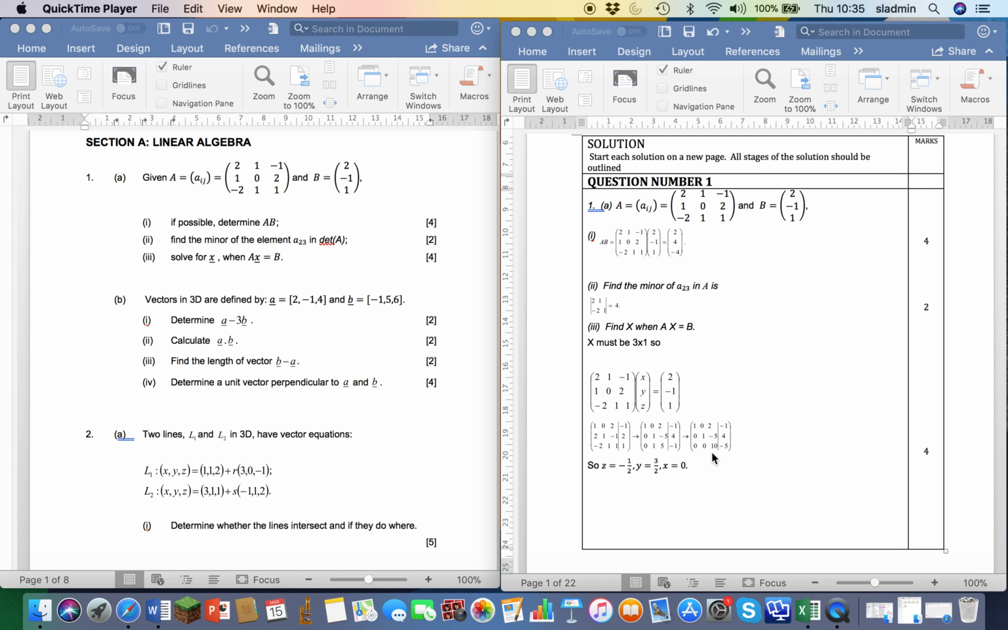And once we've done that, we find that z is equal to minus half. Once we've found z, we can back substitute to find y. Once we know y and z, we can back substitute to find x. So here is the solution.